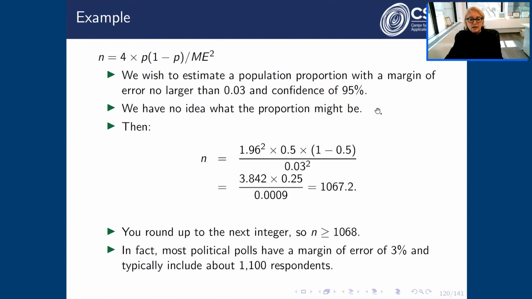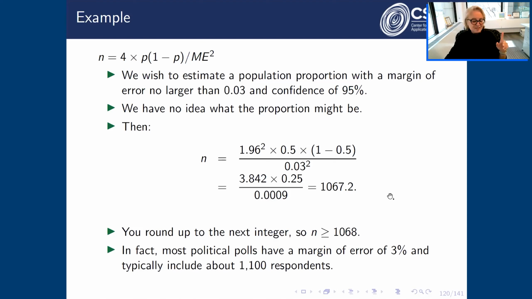And so let's suppose, this is an example, I want a margin of error that is no longer than 0.03, with confidence 95%. This is how I do the calculations. I'm using 1.96 instead of 2 here. What I would need is a sample size of about 1,000 from this population. And so you would round up, and 1,068 is the sample size you end up with.